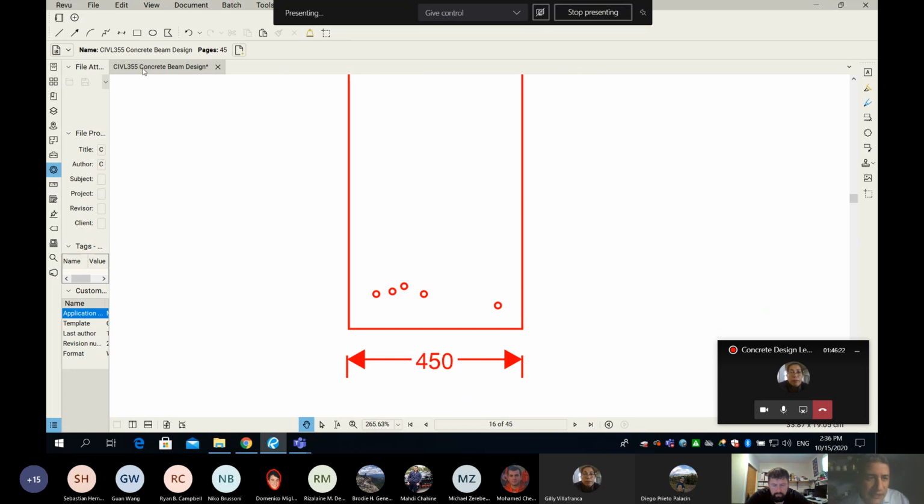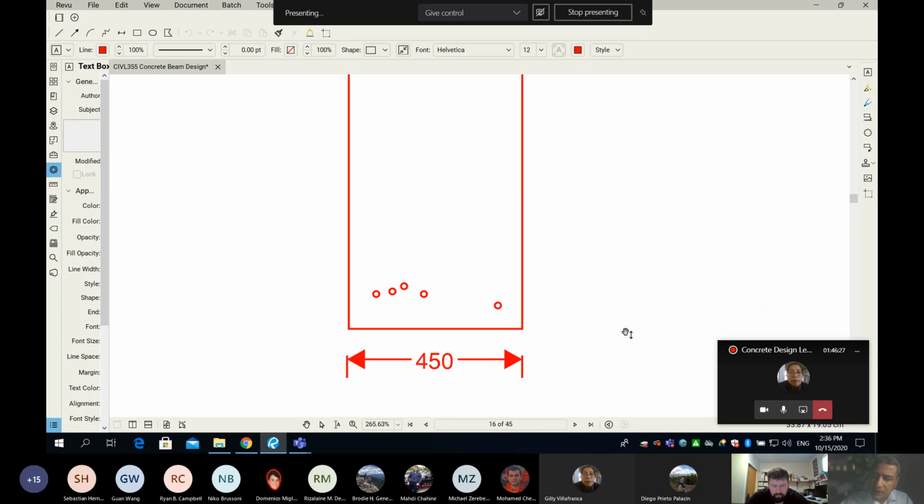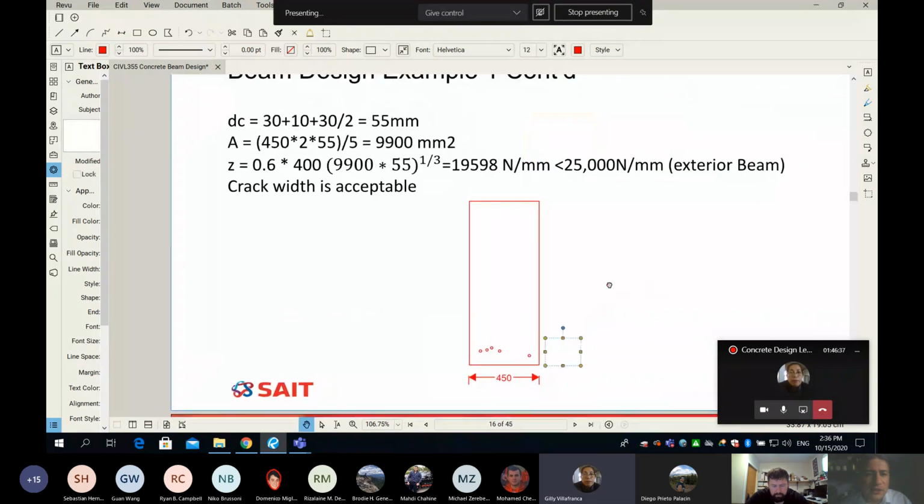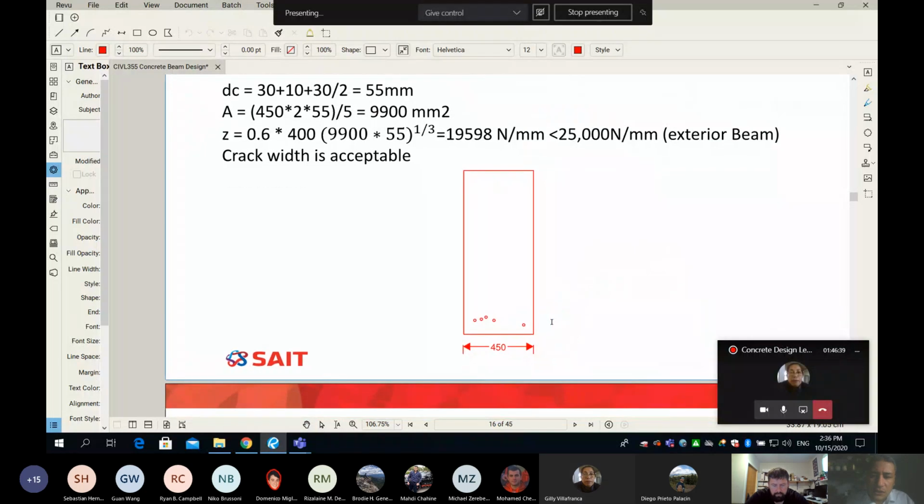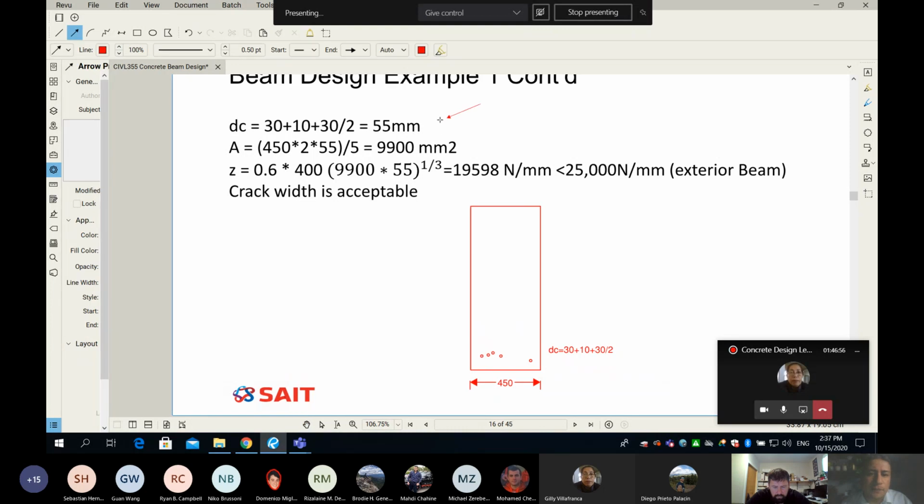So guys, the DC is equal to what? Again, from the bottom to the first layer of rebar. So that is going to be equal to the cover. I'm not sure how much the cover was, so I have to go back to my slides. It looks like the cover is 30. So DC is equal to 30 plus 10 mm for the stirrup plus 30 over 2 because my bar is 30 mm. So how much is that? 15 plus 40, that's 55. So here is my DC.